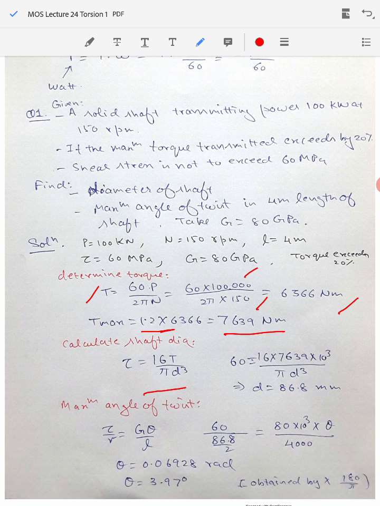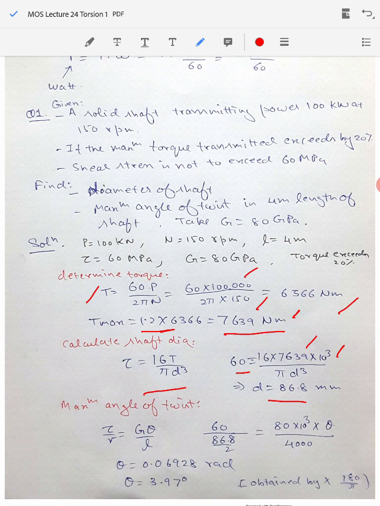Now the formula that we have derived between the torque and the shear stress was tau equal to 16T divided by pi d cube. You substitute tau equal to 60 and torque equal to 7639 into 10 to the power 3, and you can calculate the value of D as 86.8 millimeter from this relation. You see the value of the torque was given in Newton meter, so you need to first convert it into Newton millimeter. That's why you have the value as 7639 into 10 to the power 3. And in order to calculate the value of D from this formula, you need to take the cube root, so you must know how to use the calculator to find the cube root.